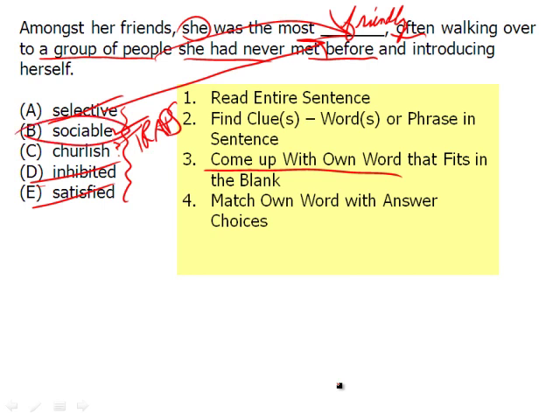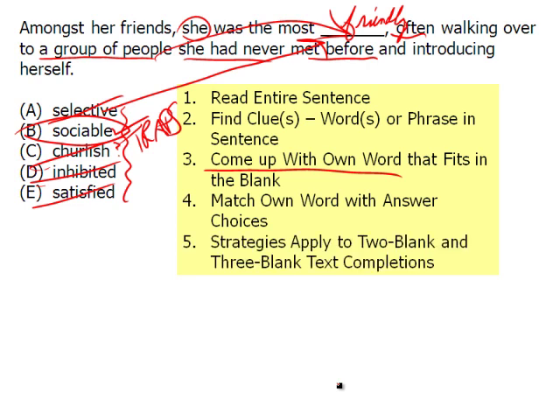Churlish, by the way, the difficult word here, isn't necessarily the answer because we've already found an answer. Churlish means rude and ill-mannered. It doesn't work here, but we've followed these basic steps. Again, read the entire sentence, find the clue. Those are the key words or phrases that tell you what the blank is about. Then you come up with your own word and you match that word with the answer choices. So those are the important basic steps for you to follow. And these strategies apply to 2 blank and 3 blank text completions as well. So this is important stuff to know.